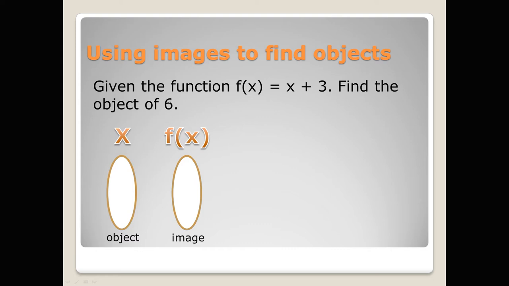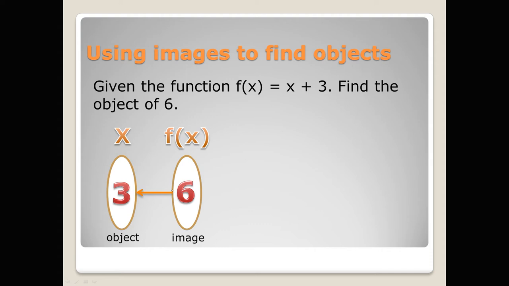So 6 is the image, 6 is going to be here. That means I want to go back to the previous set, the object set. If the previous set adds 3 to give me my 6, that means for me to go back, I'll have to minus 3. And that would be a 3. 6 minus 3 is just 3.